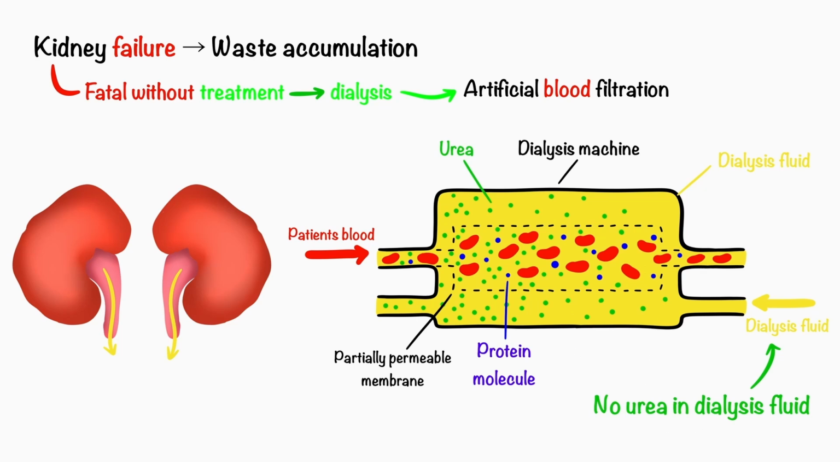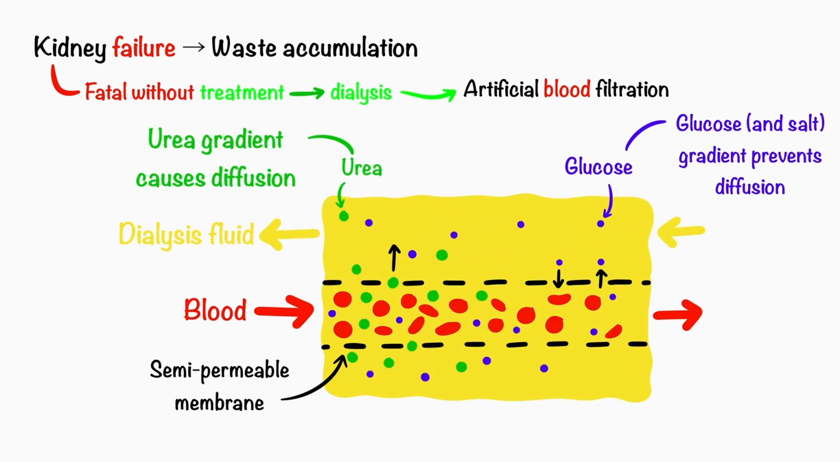However, waste products, such as urea, are absent from the dialysis fluid. This creates a concentration gradient that causes urea and excess ions and water to diffuse across the membrane from the blood into the dialysis fluid. Many patients with kidney failure have to undergo dialysis sessions 3 times a week, with each session taking 3 to 4 hours. It's not a pleasant experience and is expensive to provide, but dialysis can buy patients with kidney failure valuable time until a donor organ is found.